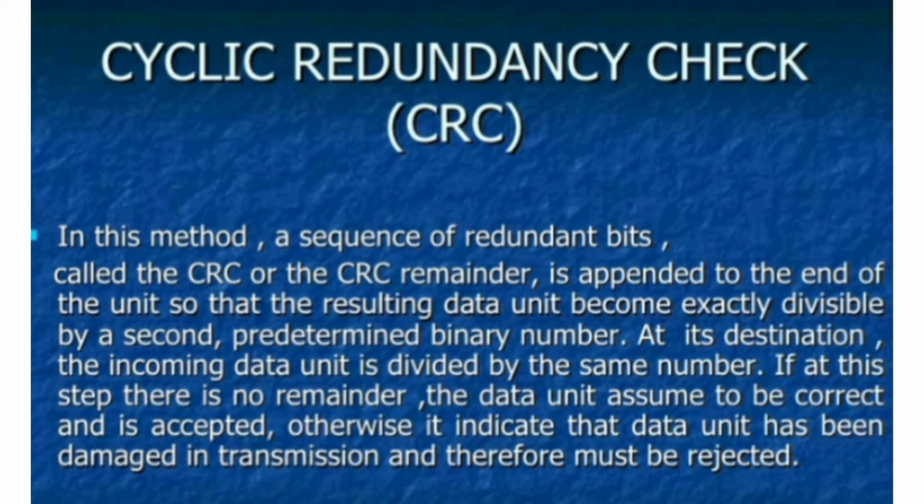In this method, a sequence of redundant bits called the CRC or the CRC remainder is appended to the end of the unit so that the resulting data unit becomes exactly divisible by a second predetermined binary number. At its destination, the incoming data unit is divided by the same number. If at this step there is no remainder, the data unit is assumed to be correct and is accepted. Otherwise, it indicates that the data unit has been damaged in transmission and therefore must be rejected.